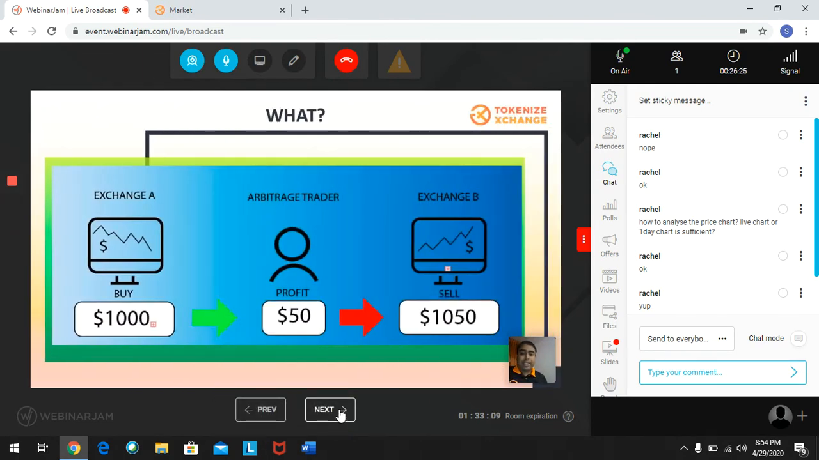Infographic example: we buy a digital asset on platform A worth 1,000 US dollars. Then we see on exchange B the selling price is higher. So I want to move my asset to platform B and sell it there for a gain of 50 US dollars. With arbitrage you can do it on a daily or weekly basis. So you have some income, but you have to monitor the market very closely.